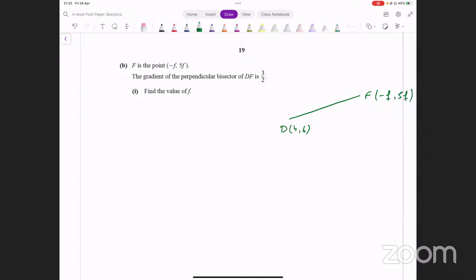ठीक है, ये दो पॉइंट्स आपके पास. उसने कहा है इसका जो परपेंडिकुलर बाइसेक्टर क्या होता है? जो इसके मिड पॉइंट से पास करता है, and it's perpendicular to this line, so it goes like this. Okay, this is the line that we're talking about. इस लाइन का ग्रेडियंट क्या है? उसने कहा इस लाइन का ग्रेडियंट is 3/2. Given this, we need to find the value for f. Okay, what we can do for this is we can use the property that we have for perpendicular lines.